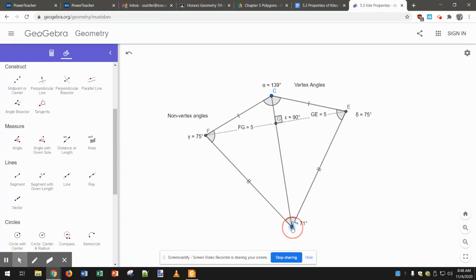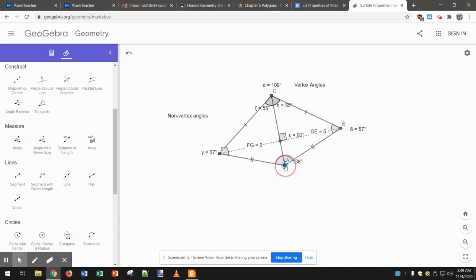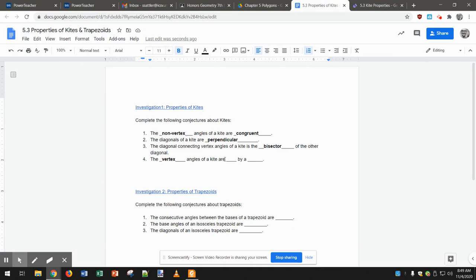But as long as it's a kite, the non-vertex angles are not bisected by that diagonal, but the vertex angles are bisected by this diagonal, which means if I measure angle FCG and angle ECG, those are the same no matter what. Okay, so we go back to our conjectures. The vertex angles of a kite are bisected by a diagonal. Okay, so that's it for kites.